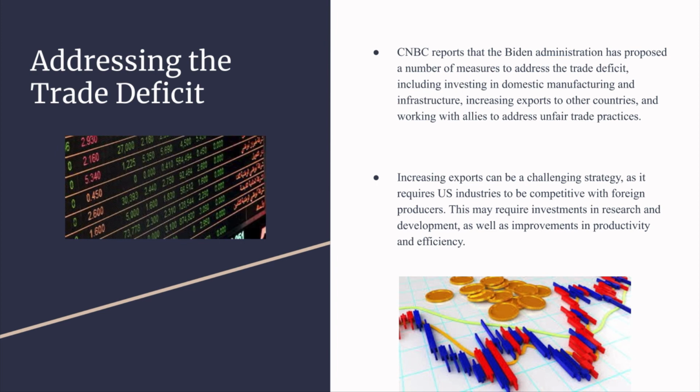CNBC reports that the Biden administration has proposed a number of measures to address the trade deficit, including investing in domestic manufacturing and infrastructure, increasing exports to other countries, and working with allies to address unfair trade practices.